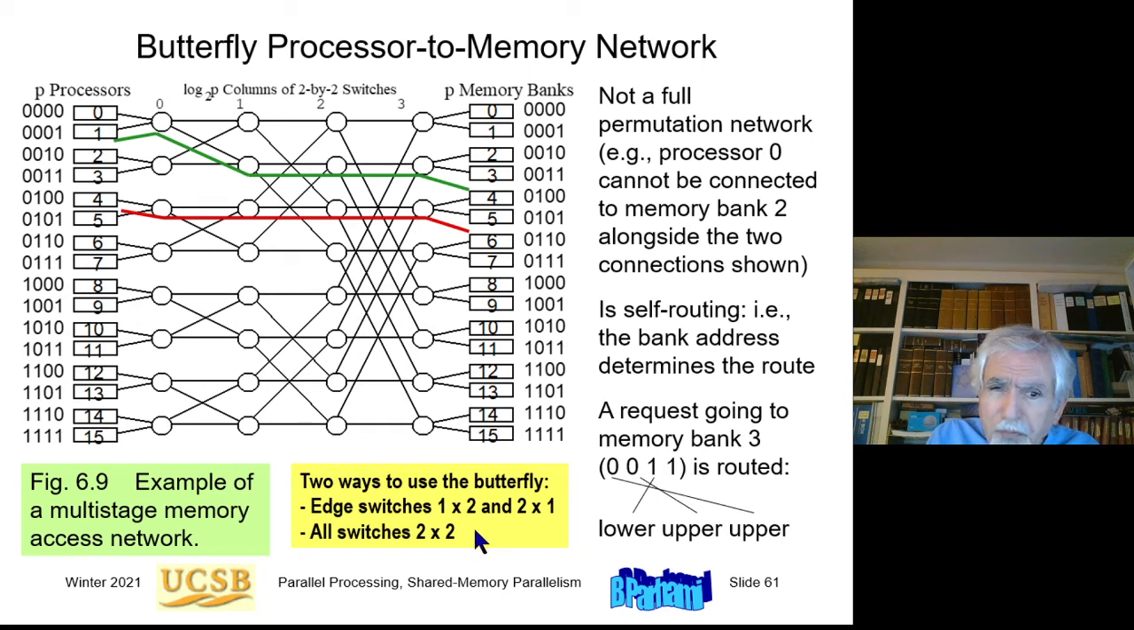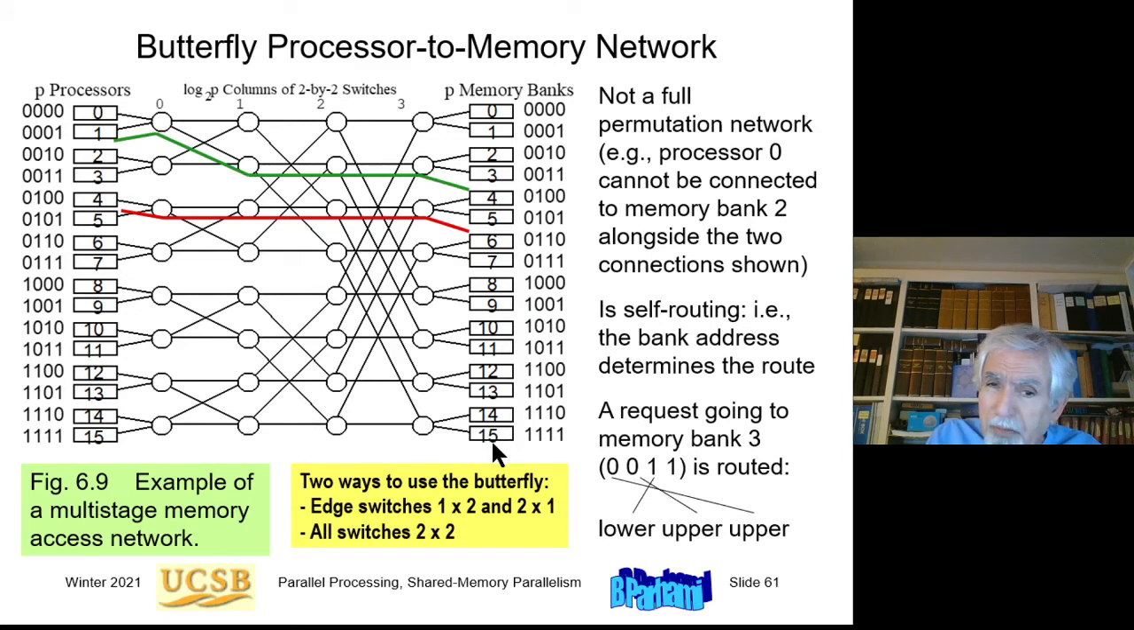modules. There's another version of this, where these switches in the first column, instead of being 2x2 switches, are 1x2. In other words, this switch is connected to just one processor on this side, but there are two outgoing channels. And this switch is also connected to one memory bank, but it has two input channels. So edge switches are 1x2 and 2x1, and that would connect 8 processors to 8 memory modules.